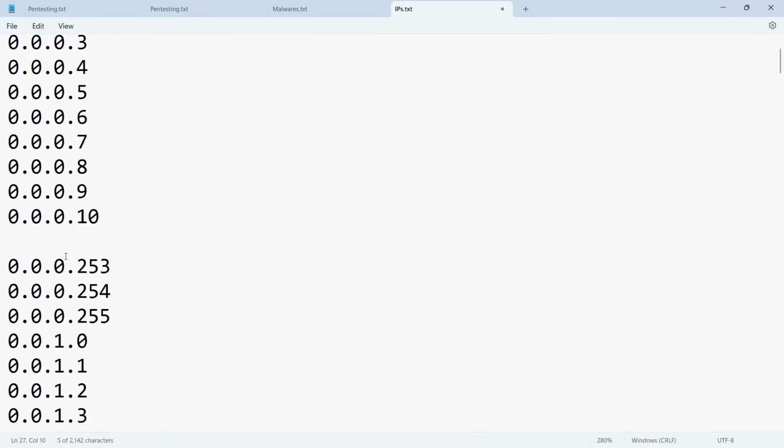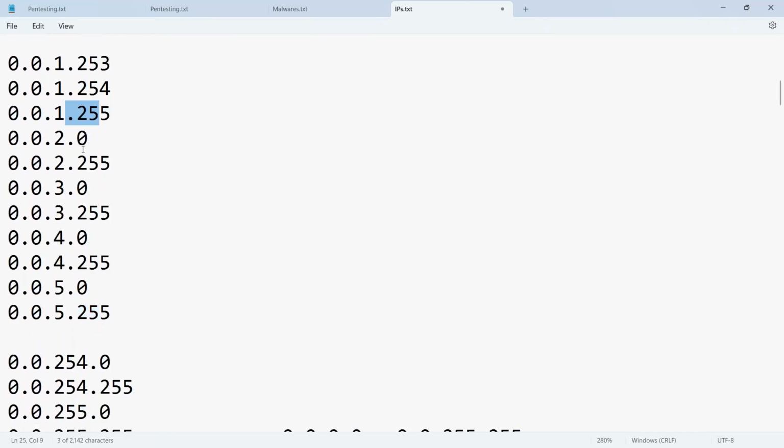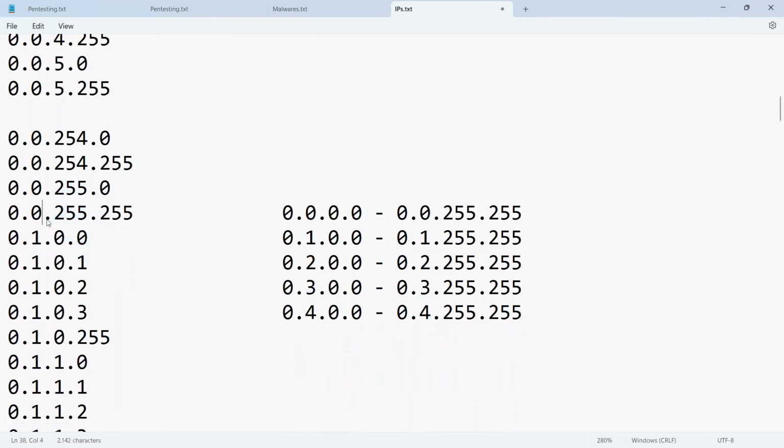0.0 to 0.255. 1.0 to 1.255. 2.0 to 2.255. 3.0 to 3.255. 4.0 to 4.255. 5.0 to 5.255. And like that, it keeps on going all the way up to 254.0, 254.255, 255.0, 255.255.